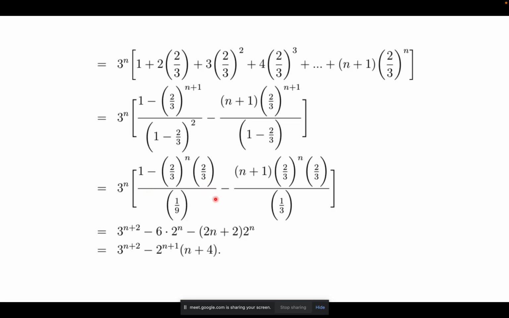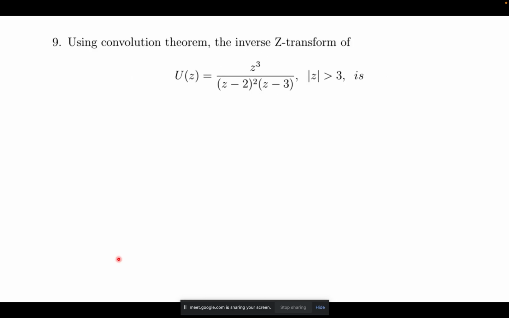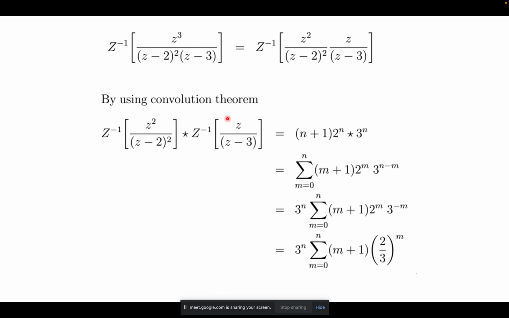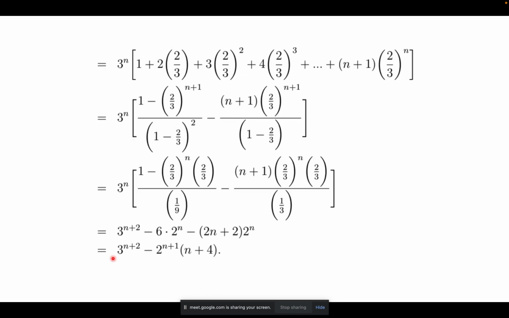So the summation of this complete series can be written like this. You have 3 power n times [1 minus (2 by 3) power n times 2 by 3 upon 1 by 9, minus (n plus 1) (2 by 3) power n times 2 by 3 upon 1 by 3]. And now if you simplify this expression, you will get your answer for the problem. So the answer for the inverse Z transform of this function U(z) is given by 3 power n plus 2 minus 2 power n plus 1 times (n plus 4). Okay.